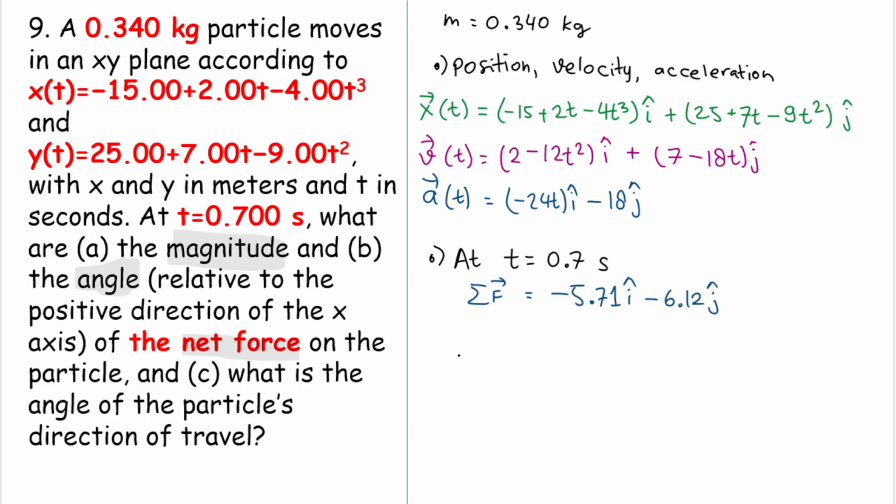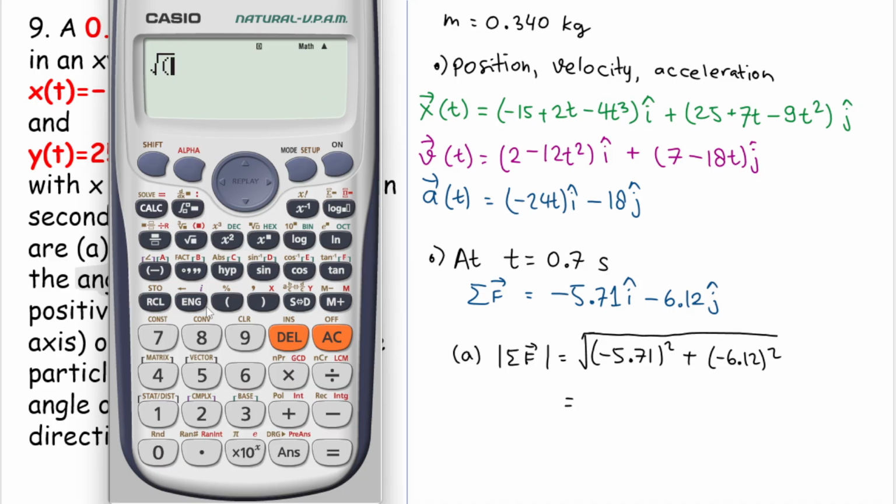Okay, for the question A, we need to find out the magnitude of the net force. And I think we can just use the Pythagorean theorem, right? So the square root of minus 5.71 squared, and then plus minus 6.12 squared. And we can just plug this into our calculator and get the results. Good, I will have 8.37.